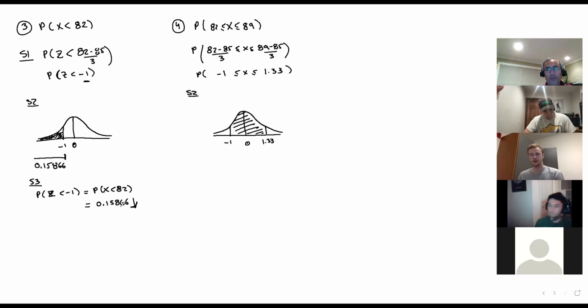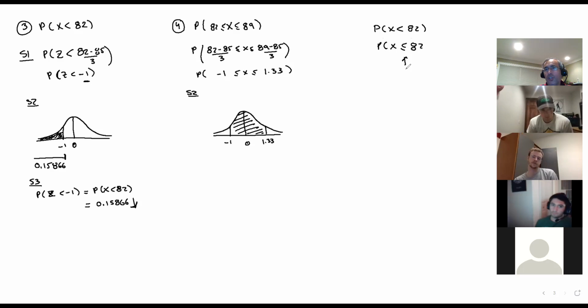Professor, I just have a quick question. Please go ahead. Is there any difference, like if it said the probability of X is less than or equal to 82, would you have to do it any differently or would it be the same thing? No, yes. You know what? This is a great question. So let me make a note here. The probability of X, imagine, is smaller than 82 versus the probability of X is smaller or equal than 82.